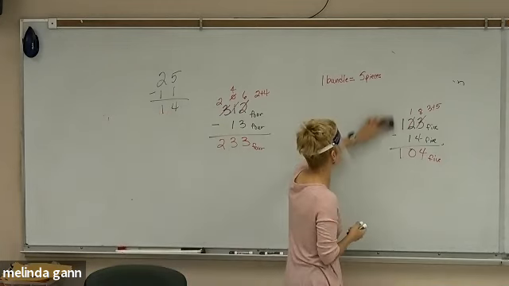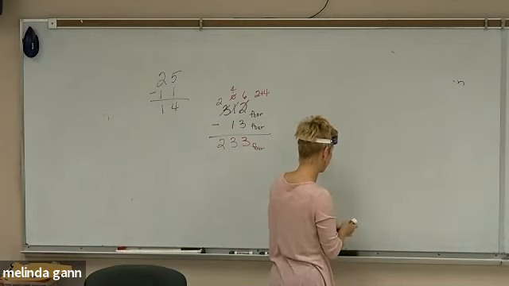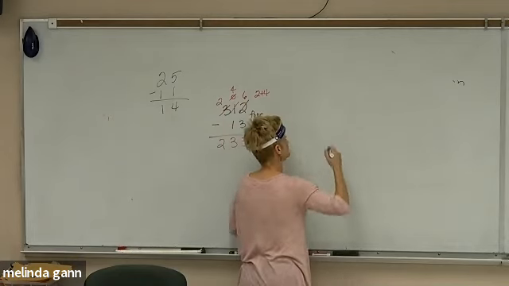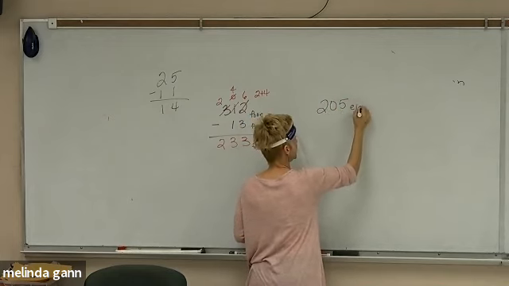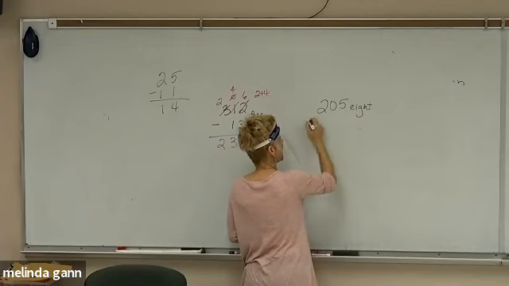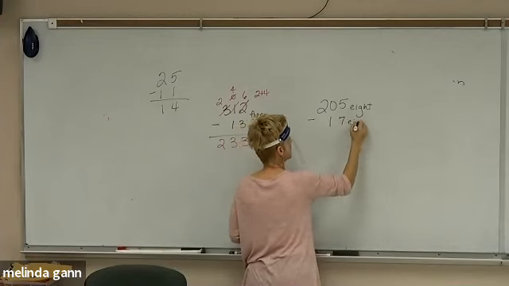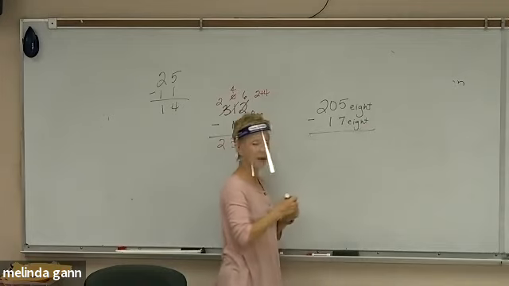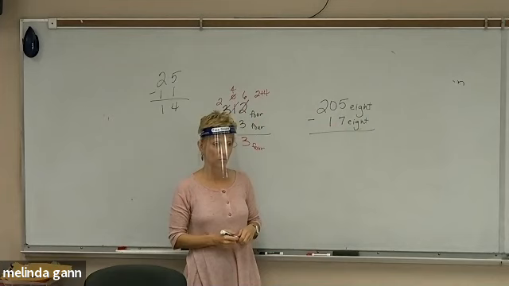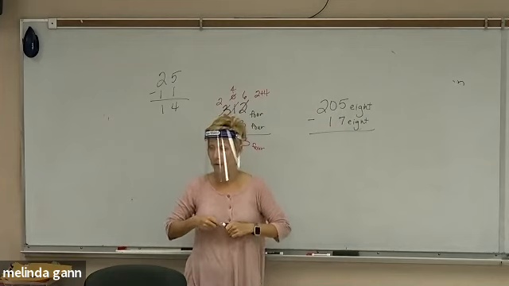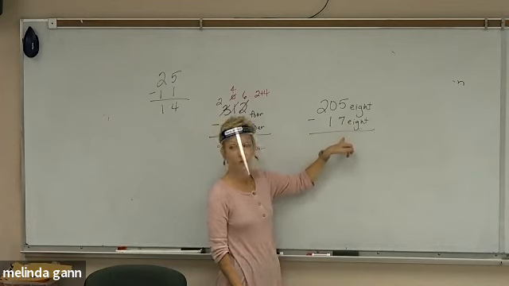Now, what if I had this? This happens a lot. I have a 205 in base 8, and I want to take away a 17 in base 8. Obviously the top number is bigger than the bottom number, so I should get a whole number down here. Okay? But I can't take 7 from 5 and get a whole number.